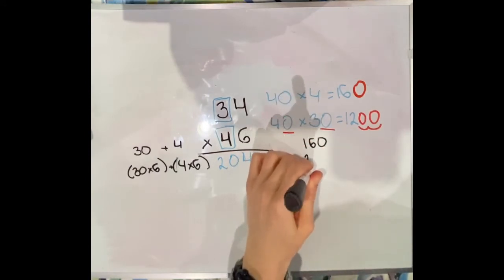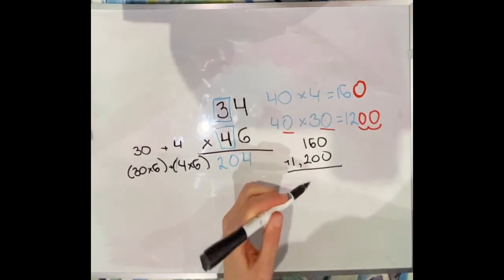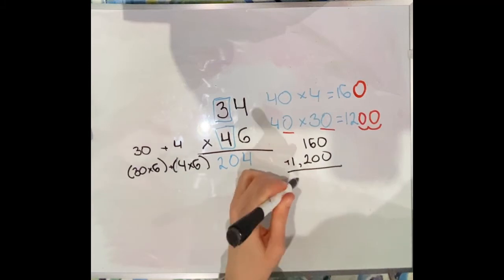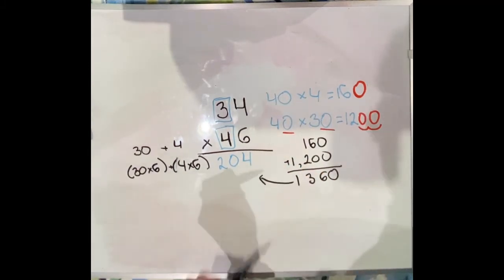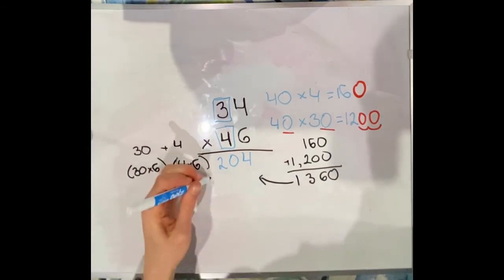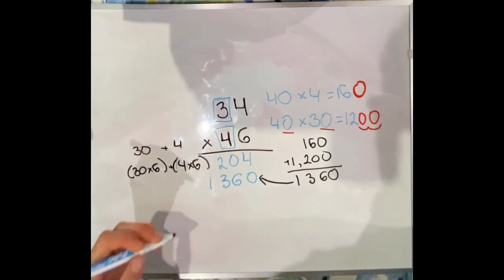Alright, we've got our parts. Let's add them together. 40 times 4 plus 40 times 30 is 1,360. So how do these two problems work together to get the answer to 34 times 46? You might have already noticed that we actually already used our superpower of splitting up the individual terms and can now just add the results.